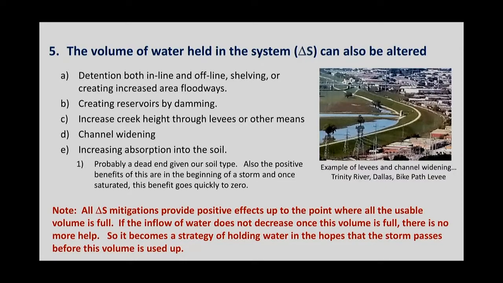We can do channel widening, which would allow us to hold more water. And then we can increase the absorption into the soil, which we always laugh about. There's really no way that we're going to be able to do that down here, but I guess in other areas, that's something that can be done. And then all of these mitigations provide positive impact, but only to a point. Eventually, you're going to overflow the bathtub, and so you've got to figure out a way to move the water. So just keep that in mind.